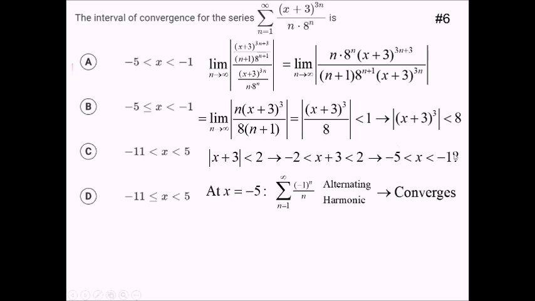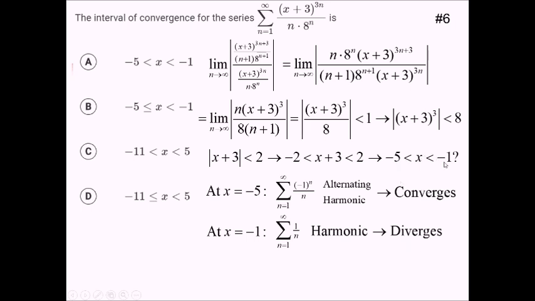How about the endpoint x equals negative 1? At that endpoint, plugging in negative 1 for x, we have 2 to the 3 to the n, so that's basically 8 to the n over another 8 to the n, which just gives us a 1. So we end up with just 1 over n. And 1 over n, that's another infamous one. That is the harmonic series, which is known to diverge. So we converge at negative 5, but not at negative 1.